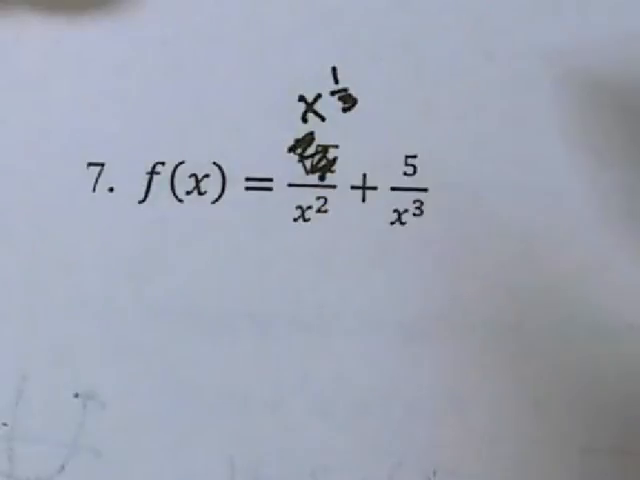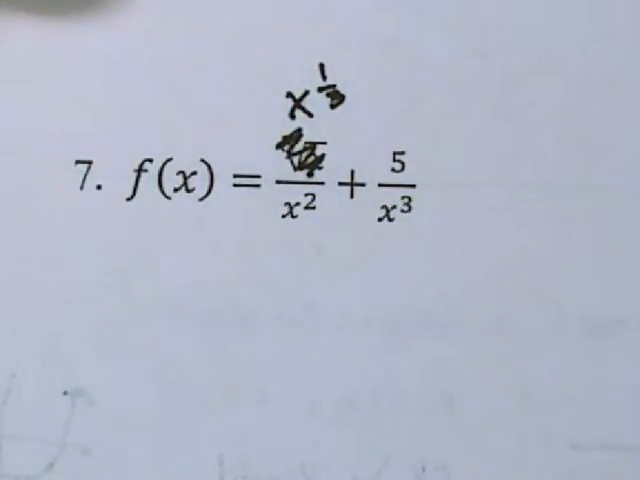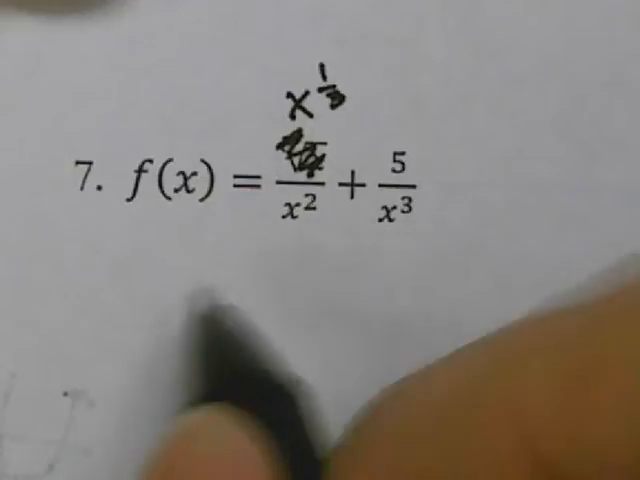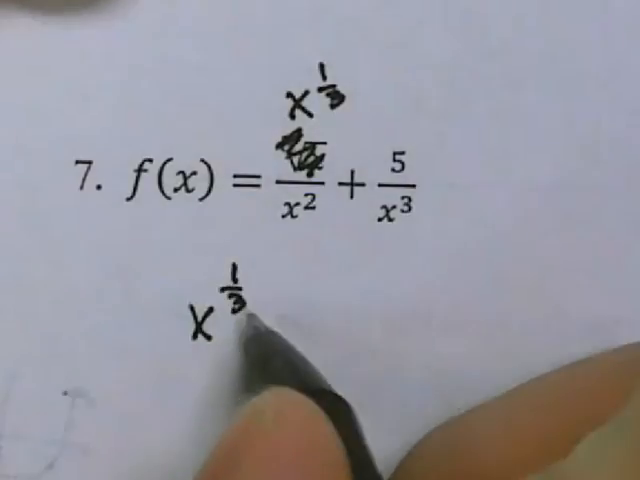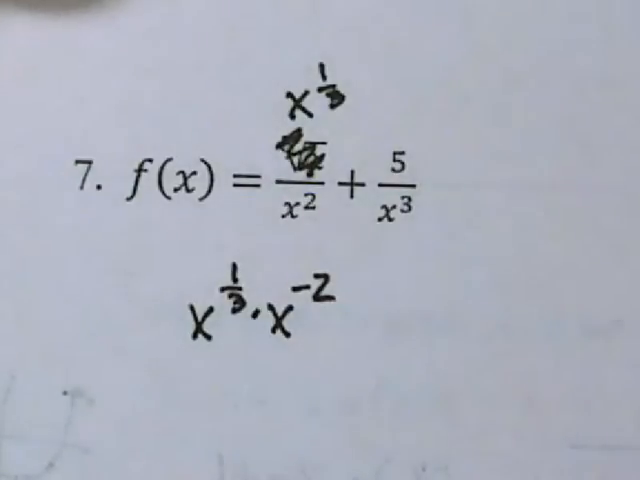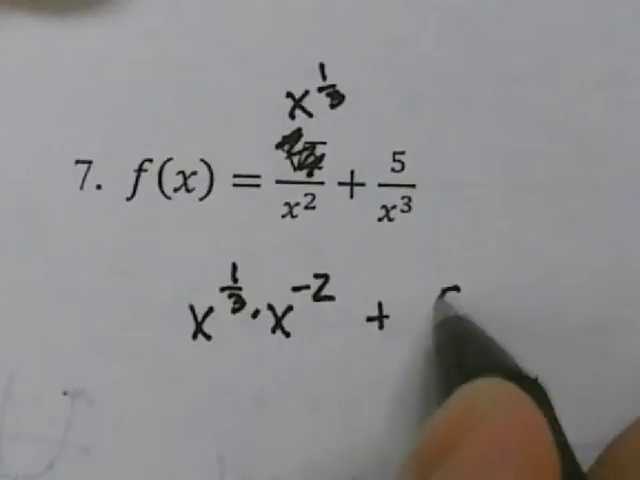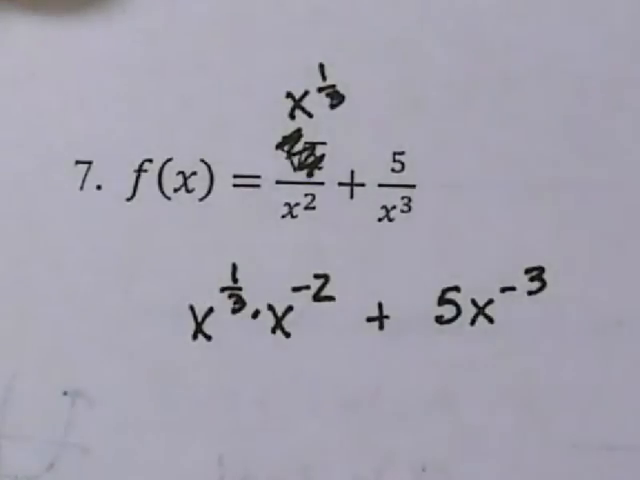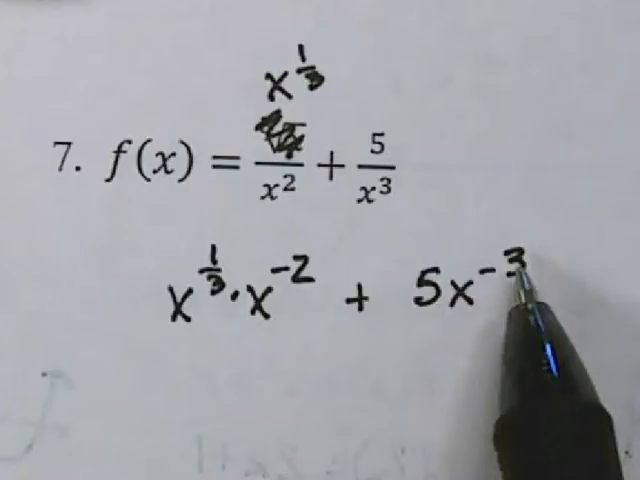Alright, now there's a few different ways to think about it, but here's what I think would be the easiest way. I've got an x to the 1/3 times x. That 2 right there, I can rewrite as negative 2, multiplied times x to the negative 2. Plus 5x to the negative 3. Now the 5x to the negative 3 is not the problem. It's I got to combine these together.